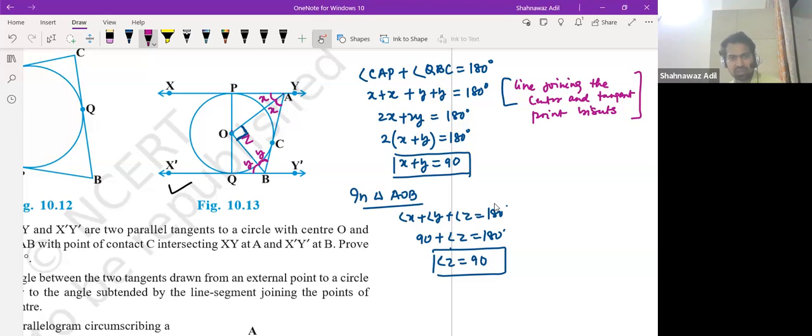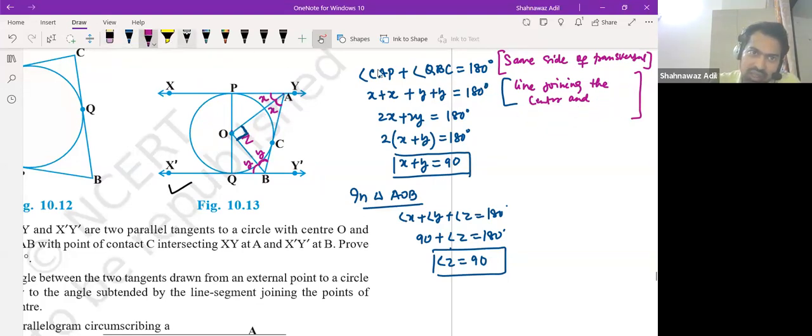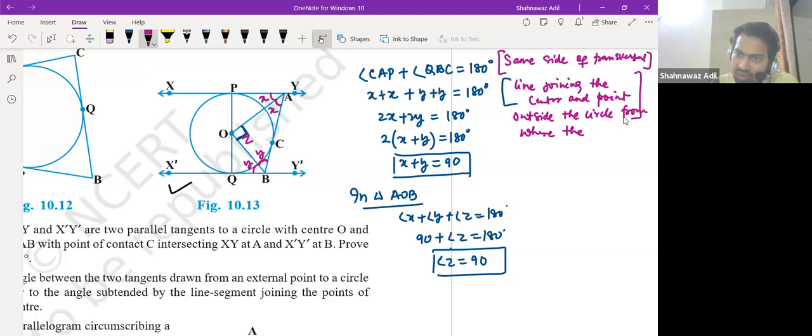So there is another method that we can use for this problem. And this is because of same side of transversal. So what is the certain line joining the center and tangent point? This is a very long statement, so I should write it as: the line joining the center and the point outside the circle from where the tangents are drawn. But do we really need to write this one?